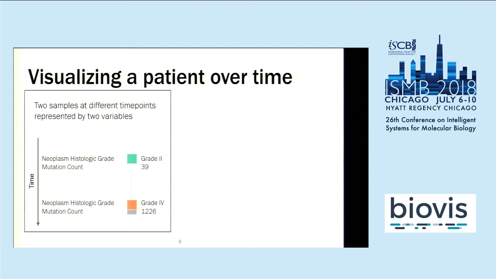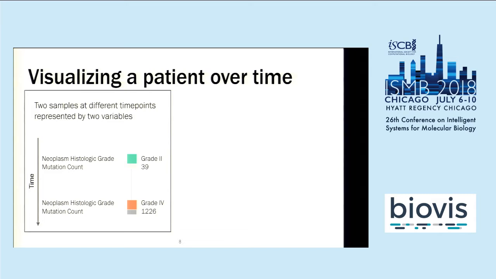Before I show you how we visualize an entire cohort, I'll just show it for one patient. Imagine you have one patient and you have 2 samples at 2 different time points. And you chose to look at the neoplasm histologic grade, so how progressed is the cancer. And you also look at the mutation count, which is the sum of all mutations. For this patient, you can see that the grade is much higher in the second sample, and also the mutation count is very high. This is actually called hypermutation.